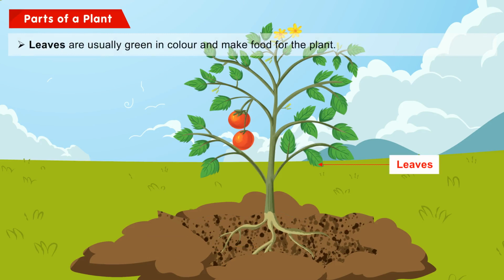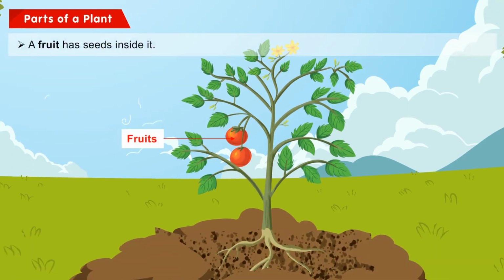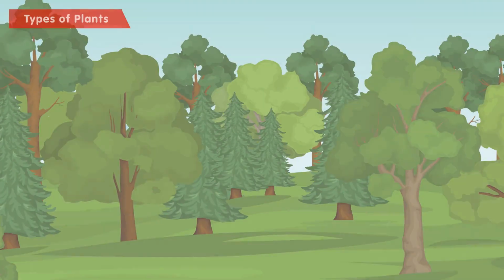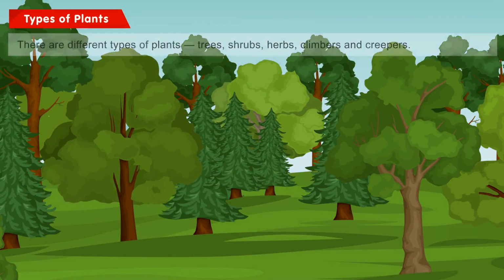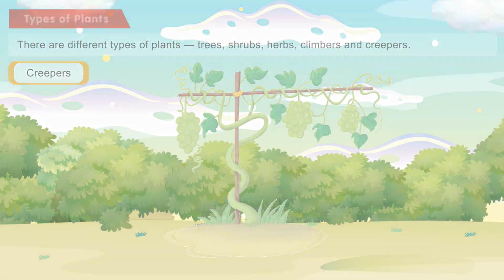Leaves are usually green in color and make food for the plant. Flowers are very attractive parts of a plant. They produce fruits. A fruit has seeds inside it. Seeds grow into new plants. Types of plants. There are different types of plants: trees, shrubs, herbs, climbers, and creepers.